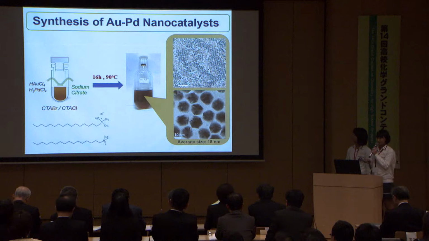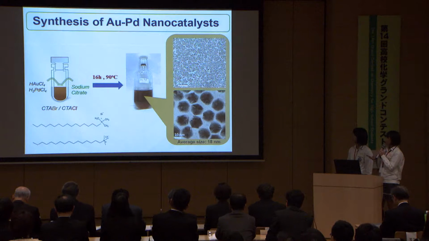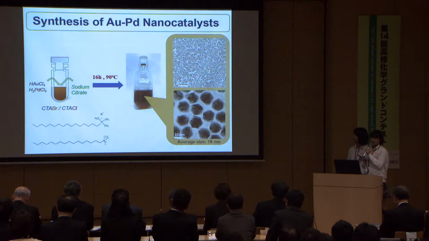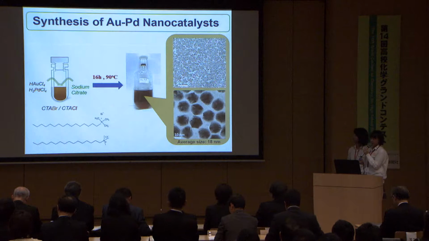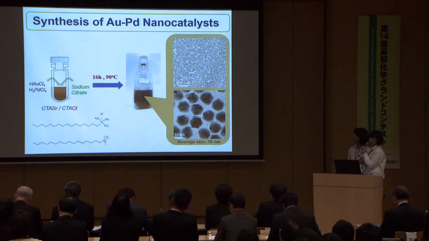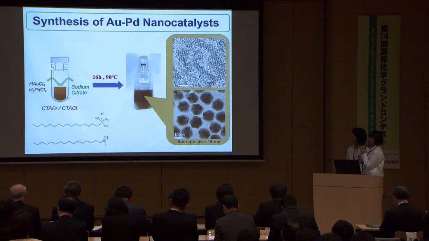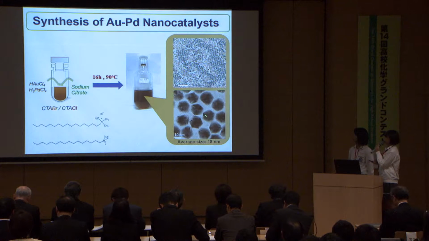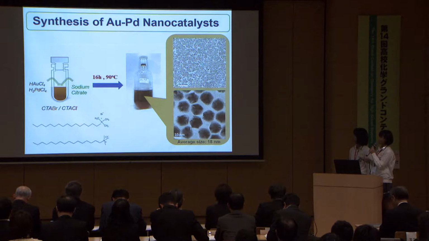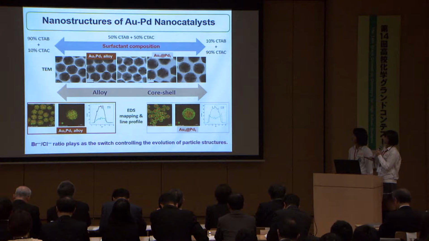This is the setup to synthesize the nanoparticles. We synthesize the nano regular icosahedra in our study. In the experiments, we use sodium citrate to reduce the metal ions Au and Pd and affect the structure of the catalyst under the condition of halide ion at 90 degrees Celsius for 16 hours. This is the sample we got. After synthesizing, we can get this picture. We can find our particles are uniform.